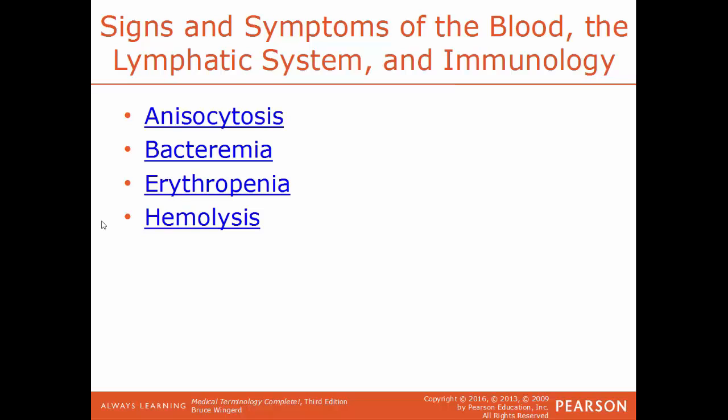The next one, bacteremia. This is where you have bacteria present in the blood. So an invasion of bacteria into the bloodstream. Erythropenia. This is where you have a deficiency in the number of red blood cells. This is often associated with people who have anemia. Last term on here, hemolysis. This is the destruction of blood cells, in particular the red blood cells.